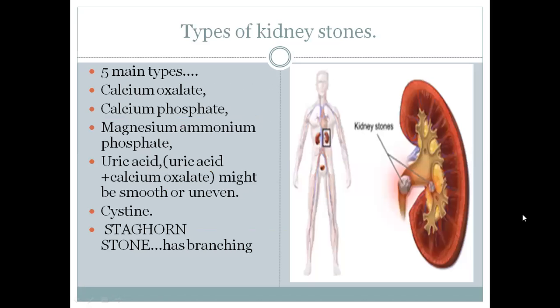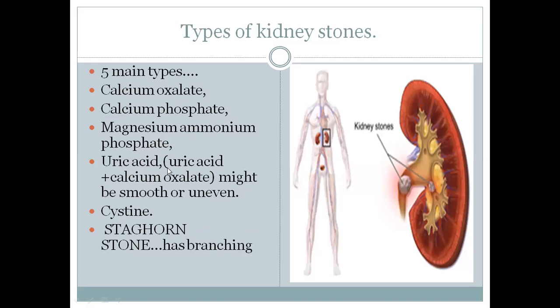Now, this was yesterday's topic that we are discussing once more, because today we are going to study the remedy of kidney stones. Types of kidney stones: we have 5 main types. We will just have a brief overview of these and then go to the main topic. Calcium oxalate stones, calcium phosphate stones, magnesium ammonium phosphate stones, uric acid stones. Uric acid stones are very dangerous stones.